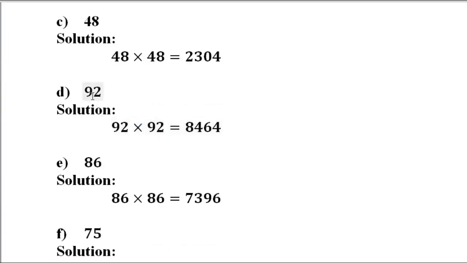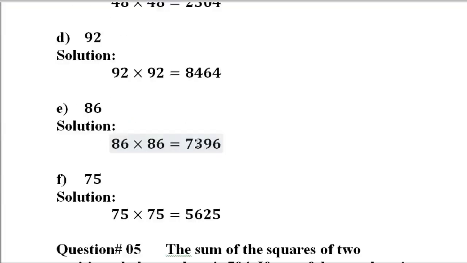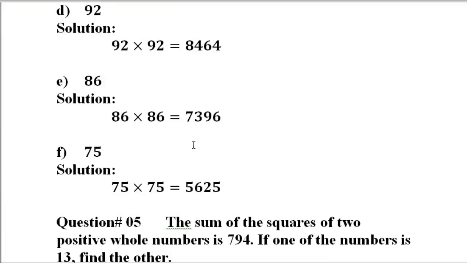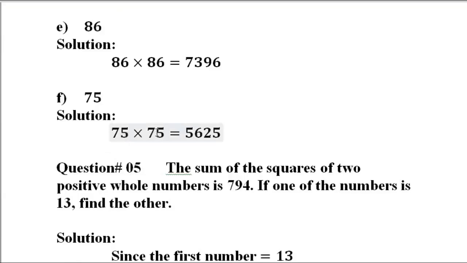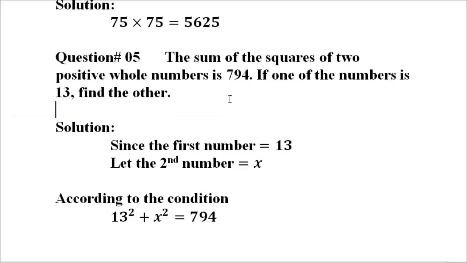Square of the number 92 is 92 times 92 is equal to 8464. Square of the number 86 is 86 times 86 is equal to 7396. Square of the number 75 is 75 times 75 is equal to 5625. Question number 5. The sum of the squares of two positive whole numbers is 794.